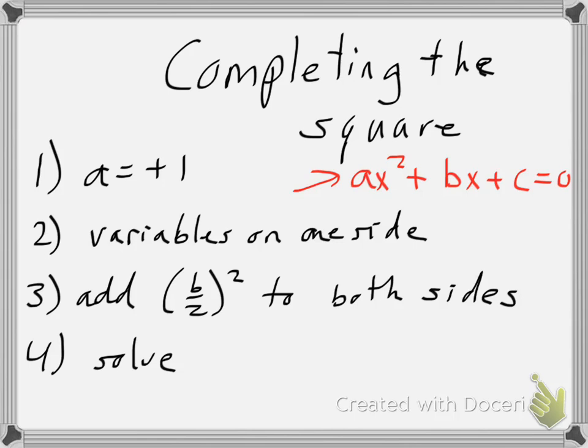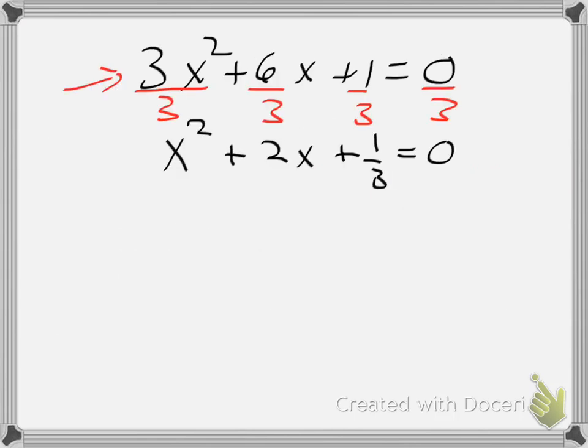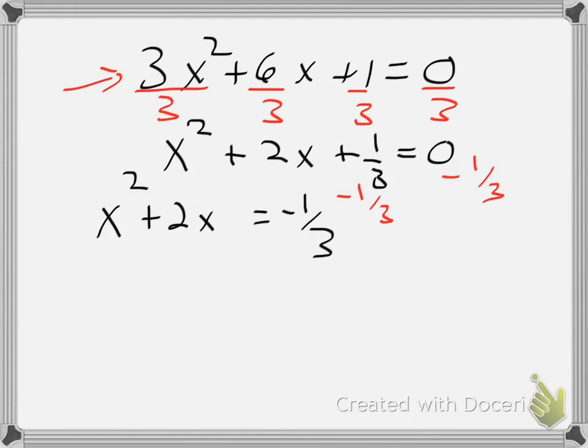My next step is to get all the variables on one side. In other words, I have x squared and 2x on one side. I want to get my 1/3, my constant, to the other side. Now in some cases, this step may already be taken care of for you. Sometimes the constant automatically starts on one side, and that may take just a little bit of manipulation, moving terms around to where you need them. So now I have x squared plus 2x equals negative 1/3.